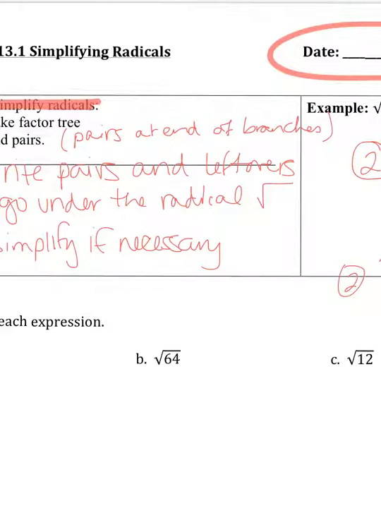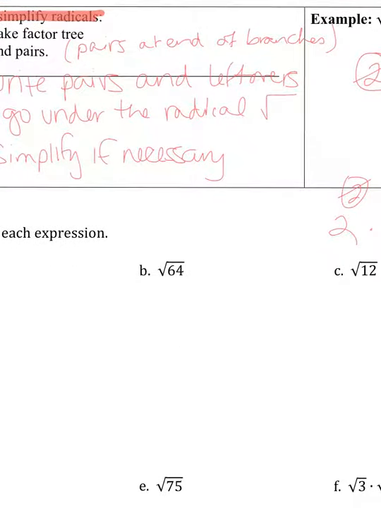We're going to take out the pairs. So I see a pair of 2's. Multiply that by the pair of 3's, and then that leftover 3 is going to go under the radical. So this simplifies to 6 square root of 3. I'll write that up here as well. All right, so let's do some more practice on this. We're going to do our factor trees, and then we're going to simplify what we can.